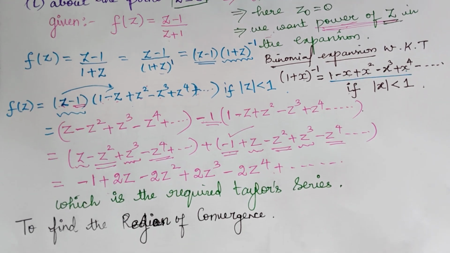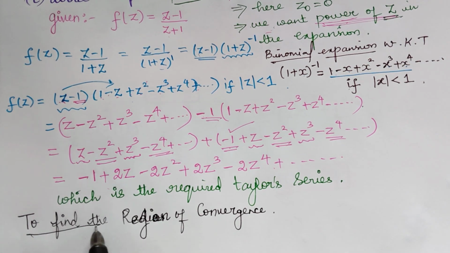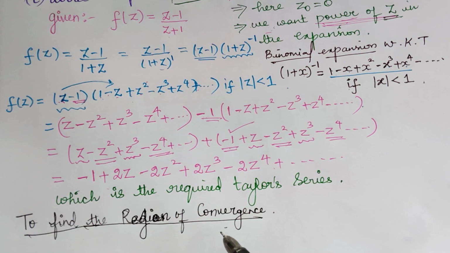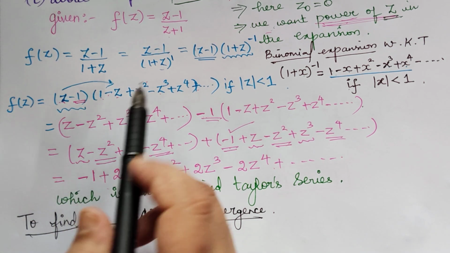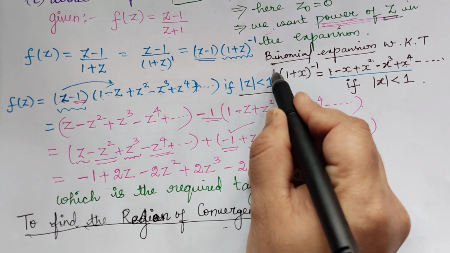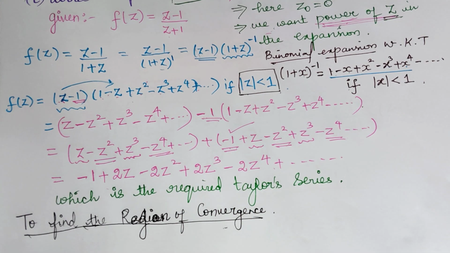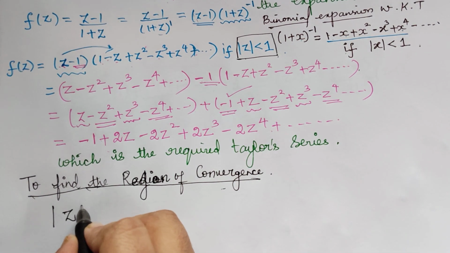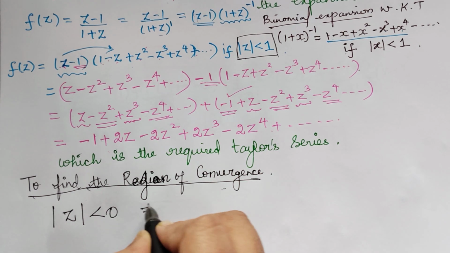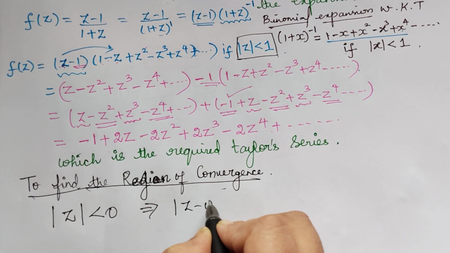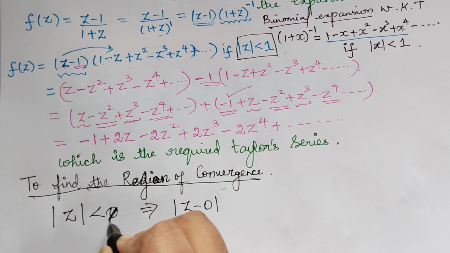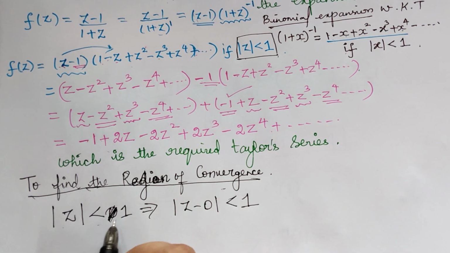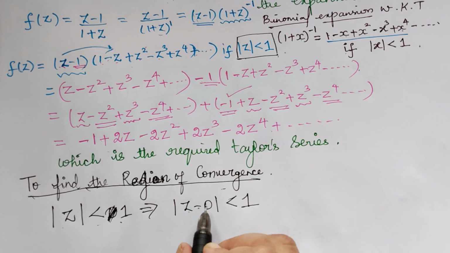Next is we have to find the region of convergence. That is the question. So how to find the region of convergence? Now if you see, this expansion is valid only in this region, that is modulus of z lesser than 1. Therefore, that becomes the region of convergence. This means that it is modulus of z minus 0, which is less than 1 here.